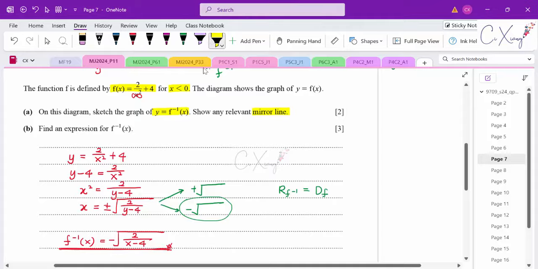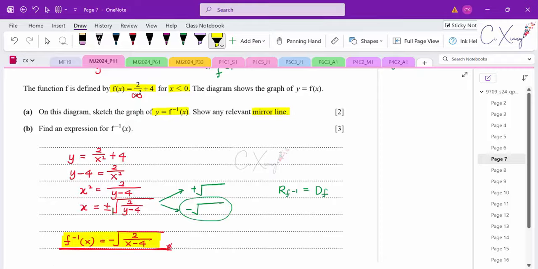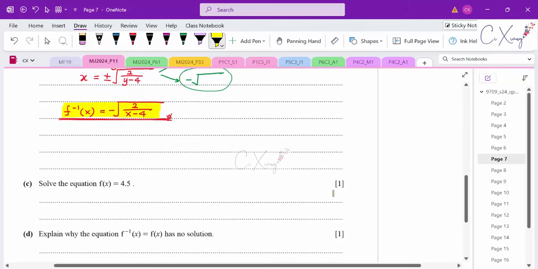Right, so basically this is how we decide and get the inverse function for this question. You cannot leave both of these as a final answer. You have to choose the correct one. So we are using the idea that the range of the inverse function equals the domain of the function. Okay, so let's continue further for part C.